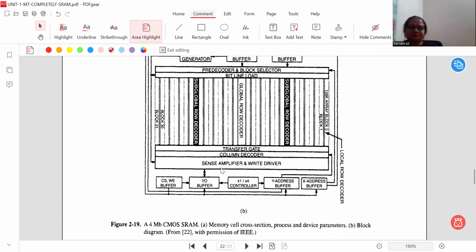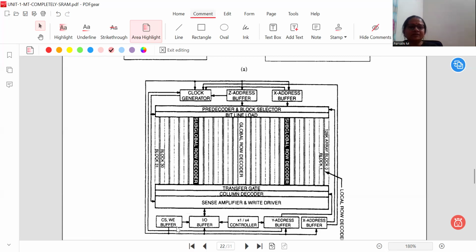So this is the elaborated SRAM block diagram, in which you can observe the write enable buffer, IO buffer, then controller, then Y address buffer, X address buffer, and above that the sense amplifier circuitry, above which the column decoder, and above which the transistor gate. All these are connected one after the other. Then this is for block 30, block 31. These are repeated blocks, block 0 to block 31. 4 MB requires this many blocks. So block 0 is constructed in a similar way, and up to block 31 the same structure will be constructed.